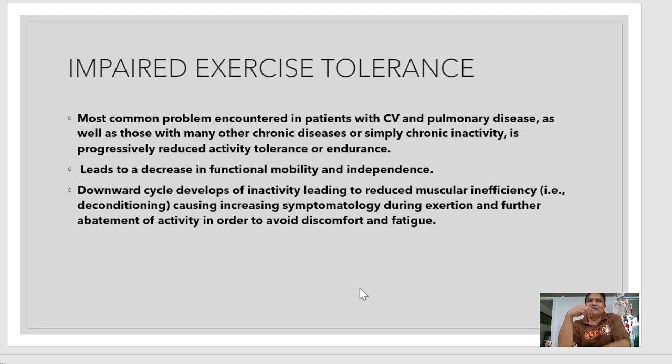A downward cycle develops of inactivity leading to reduced muscular insufficiency, deconditioning, causing increased symptomatology during exertion, and further abatement of activity in order to avoid discomfort and fatigue. So this is a downward cycle. When you say a downward cycle, if your patient engages in activity, they feel themselves going downward, as what the statement says.